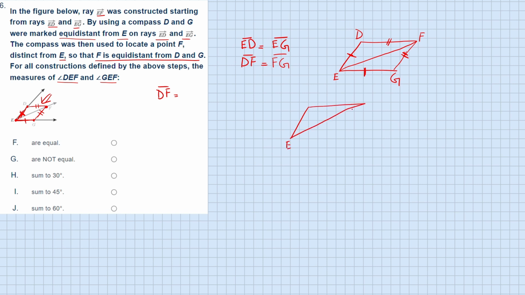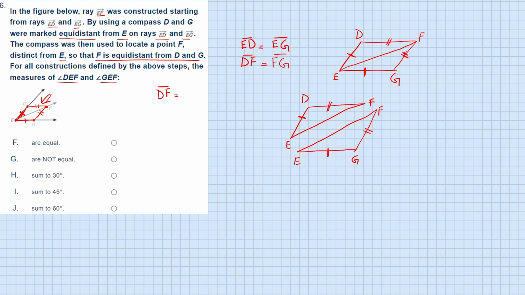So this will be EFD. Similarly, I can make another triangle which is something like this, and this is EGF. If you can see here, EF is the same in both the triangles, right? And you can see this DE is equal to EG, and this DF is equal to FG, right?